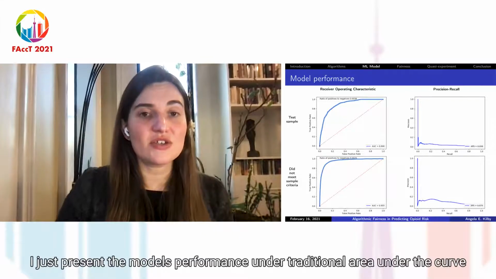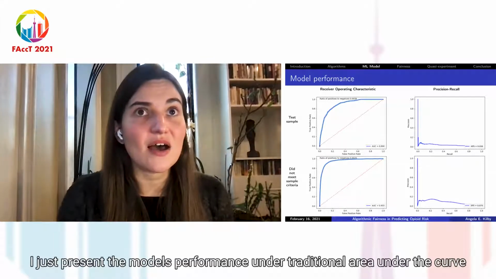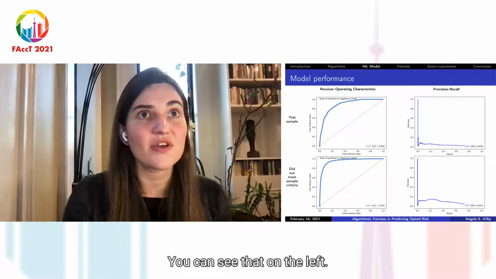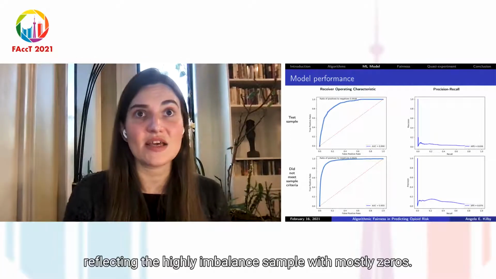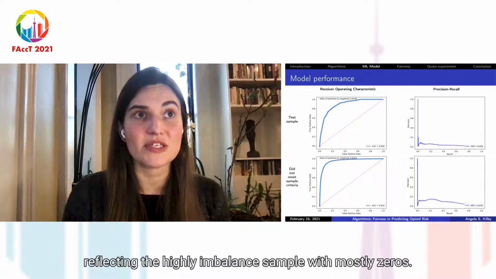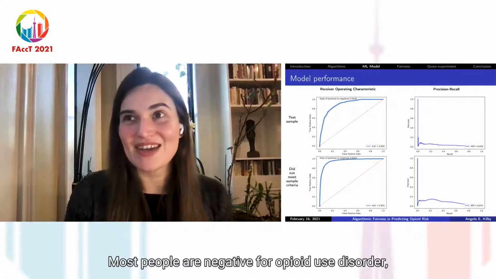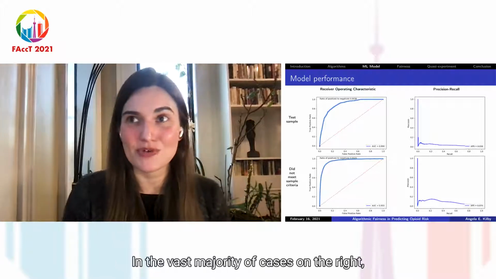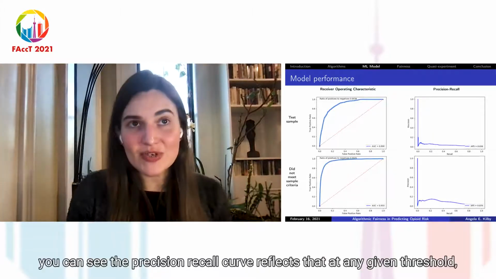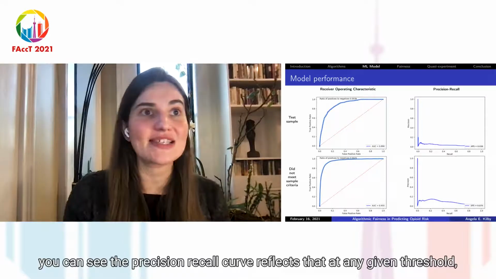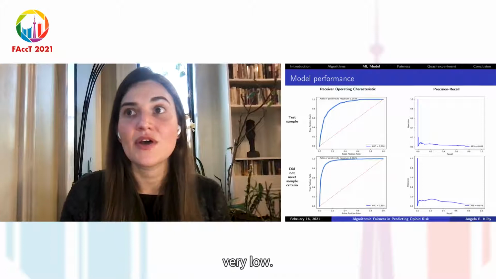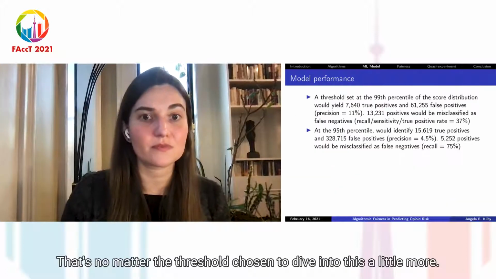Next, I just present the model's performance. Under traditional area under the curve metrics, you can see that on the left, the AUC is high, reflecting the highly imbalanced sample with mostly zeros. Most people are negative for opioid use disorder, and the model gets that classification correct in the vast majority of cases. On the right, you can see the precision recall curve reflects that at any given threshold, precision of these models tends to be very, very low. That's no matter the threshold chosen.